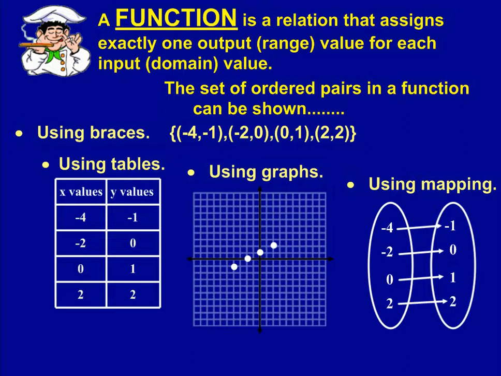And again, this can be represented in different ways. You can represent them as ordered pairs, tables, graphs, and mapping. And when you look at it, I have exactly one input, one output, one input, one output, one input, one output.